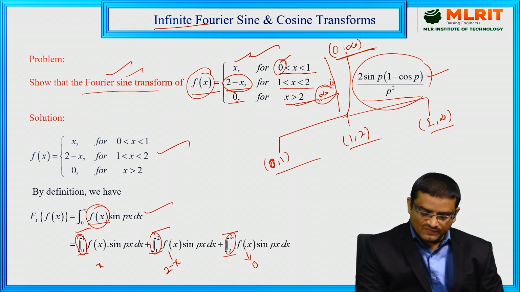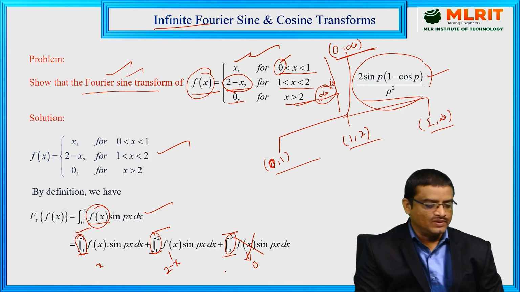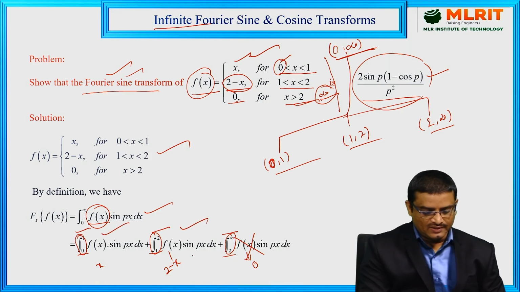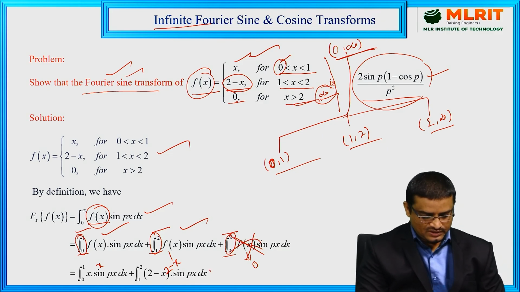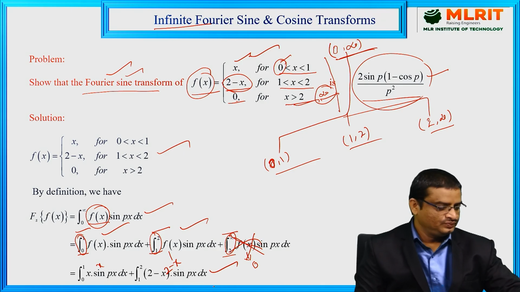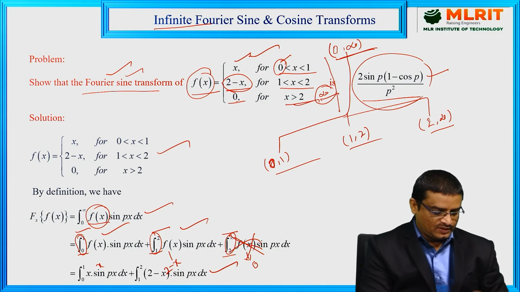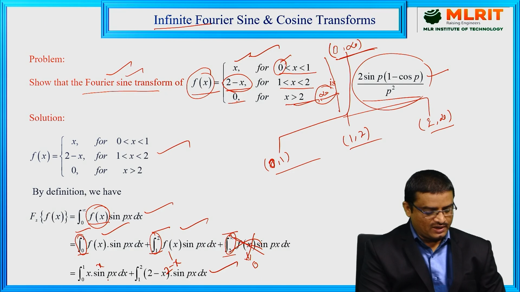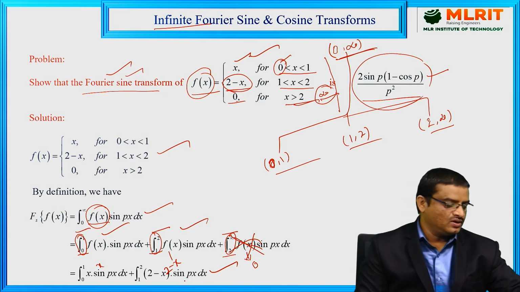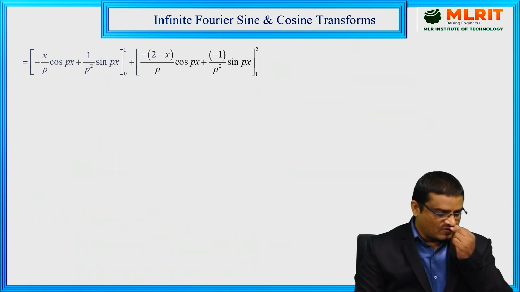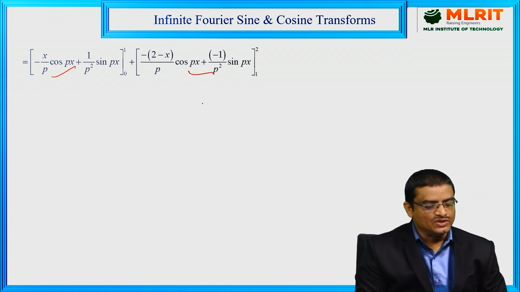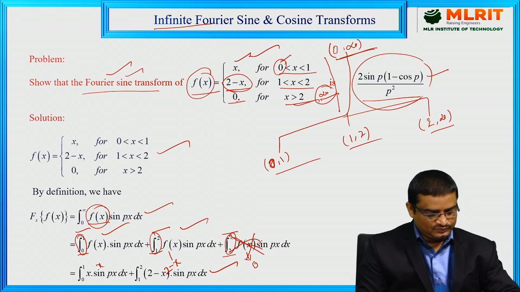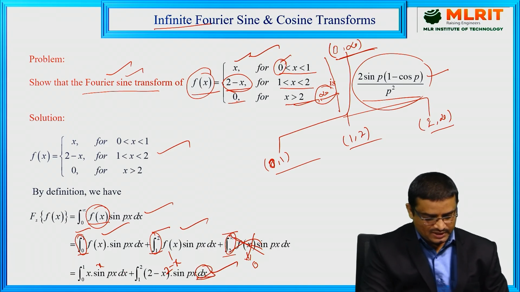So when we replace f of x with 0, the third integral vanishes and becomes 0. So we have to concentrate only on the first and second integrals. After neglecting the third, these are the two integrals that remain. Now solve these two integrals. x into sine px dx: apply the integral of uv formula. Here also apply the integral of uv formula. After applying it, you will get these values. Here we have integrated with respect to x, dx meaning with respect to x.